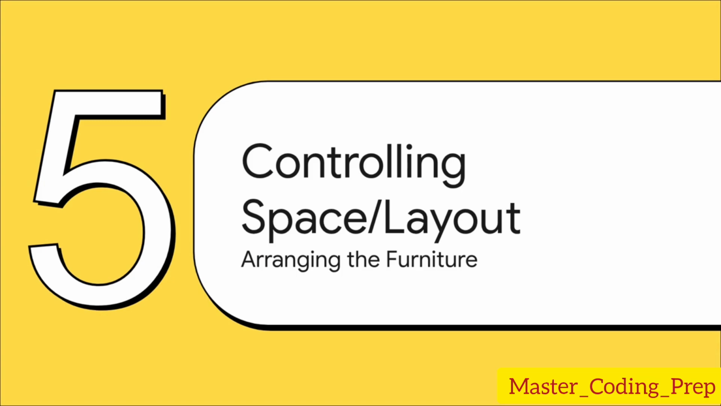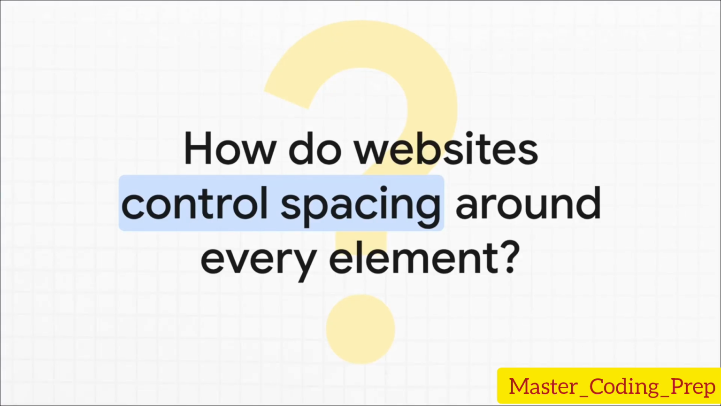So once we can select things, we can do way more than just change their color. CSS is also in charge of the entire layout. It controls the spacing and positioning of every single thing on the page. It's how we decide where to put the furniture in our digital room. But how does that really work? I mean, how does a website get such perfect pixel-level control over the empty space around a button or between two paragraphs? Well, the secret lies in one of the most fundamental concepts in all of CSS.